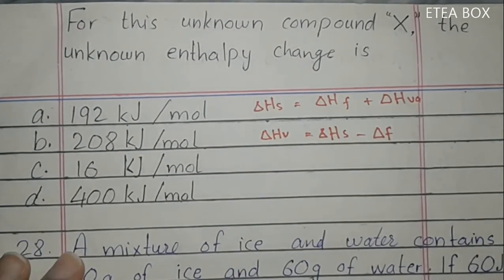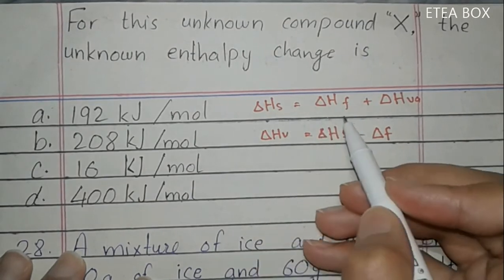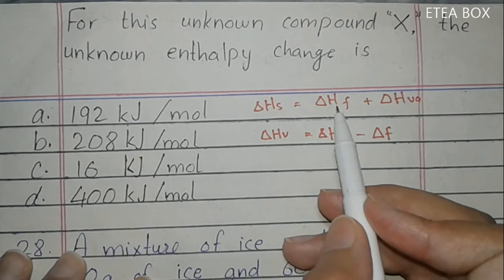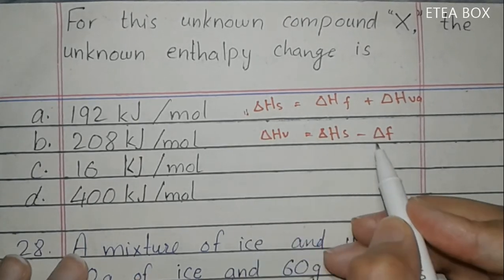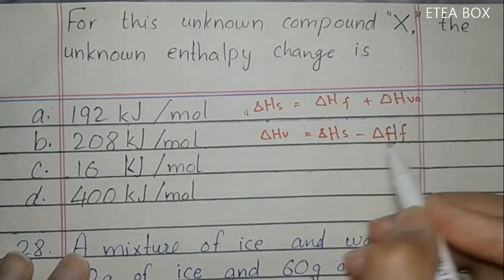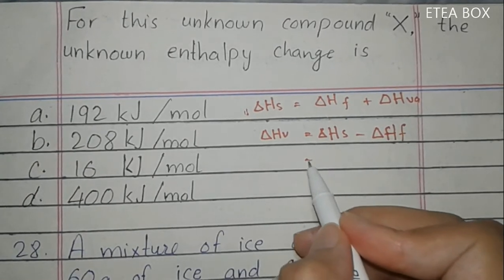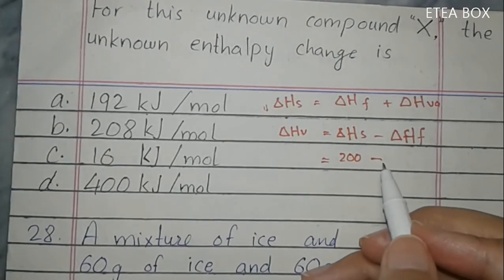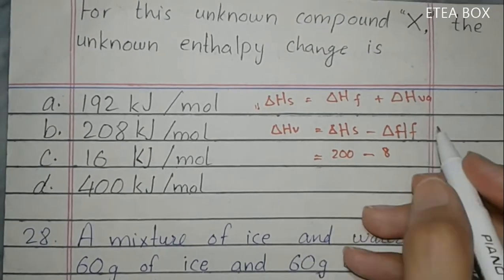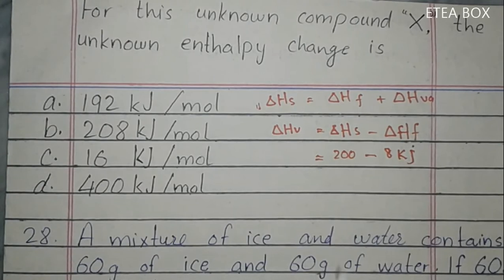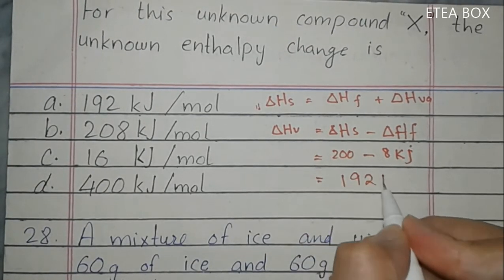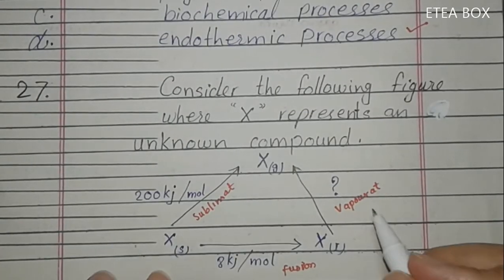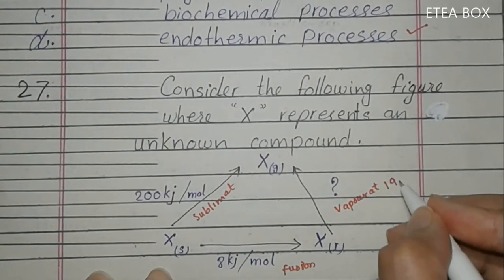Now look at the formula. Heat of sublimation is equal to heat of fusion plus heat of vaporization. Now heat of vaporization is equal to, bring this one to the other side of the equation, heat of sublimation minus heat of fusion. Here the heat of sublimation is 200 kilojoule minus heat of fusion 8 kilojoule. So you will get the answer of 192 kilojoule. Here option A is correct. This heat of vaporization is 192 kilojoule.